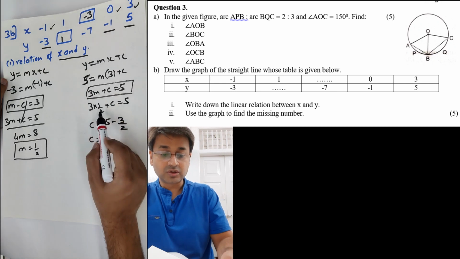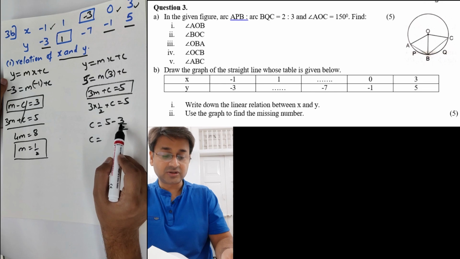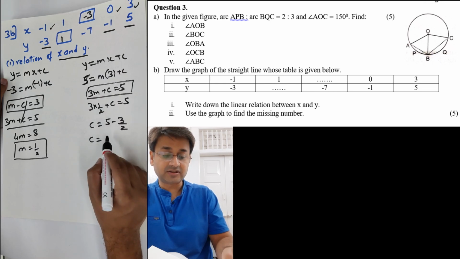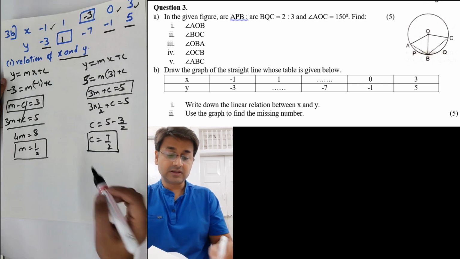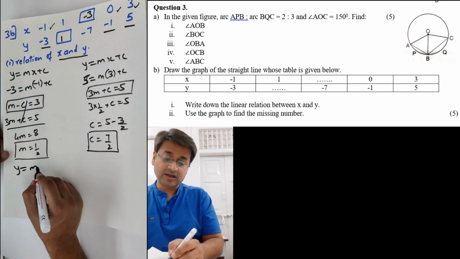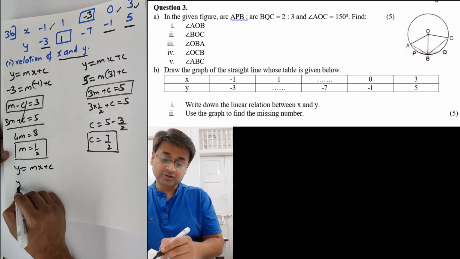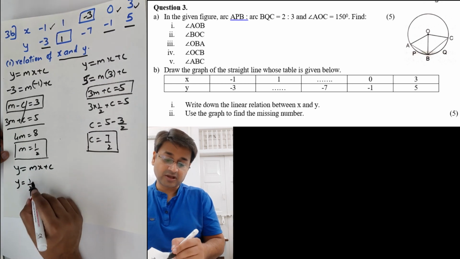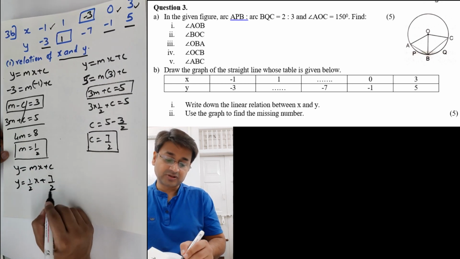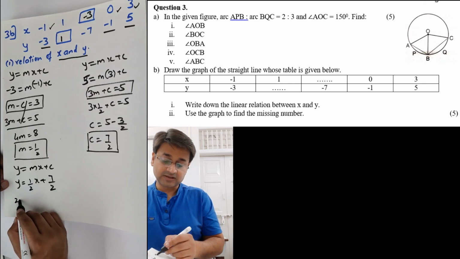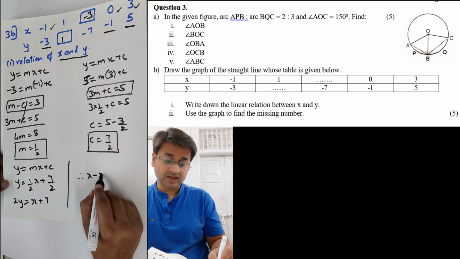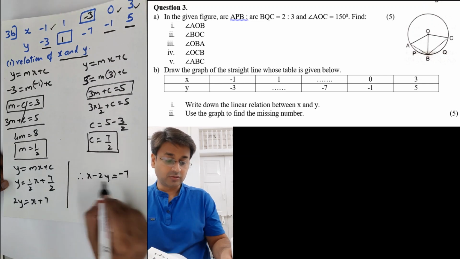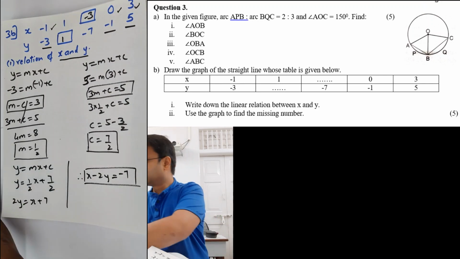I guess so. So m is half. So 3m goes on the other side, so negative. 5 2s are 10 minus 3, so should be 7 by 2. So you get this, and then again say y is equal to mx plus c. So y as it is, substitute m over here and substitute c over here. So let's see, LCM 2y equals x plus 7. So my final answer, therefore, x minus 2y equals minus 7 should be the equation.